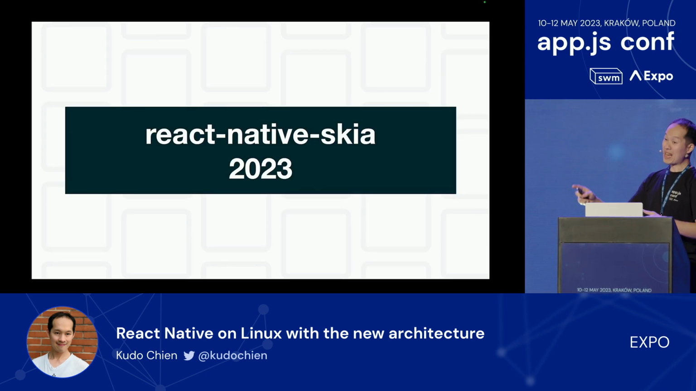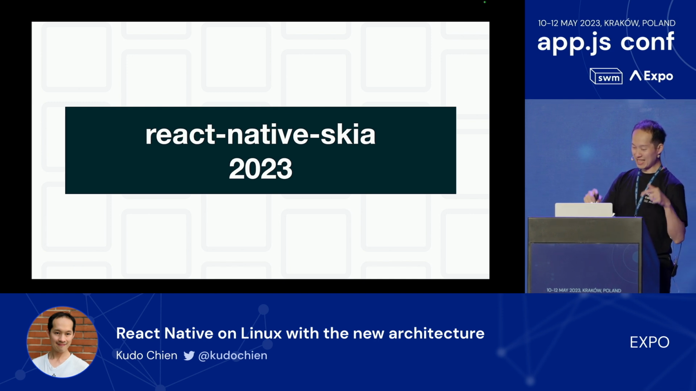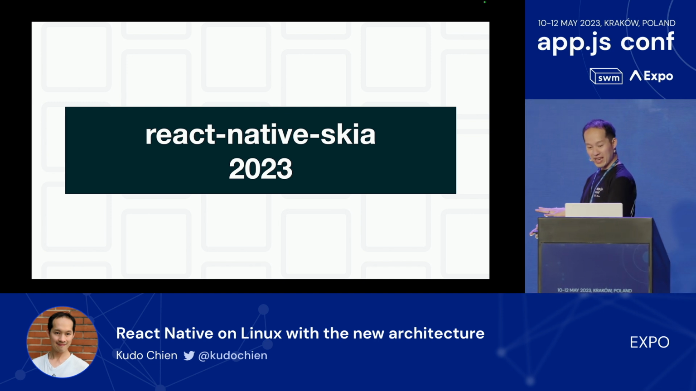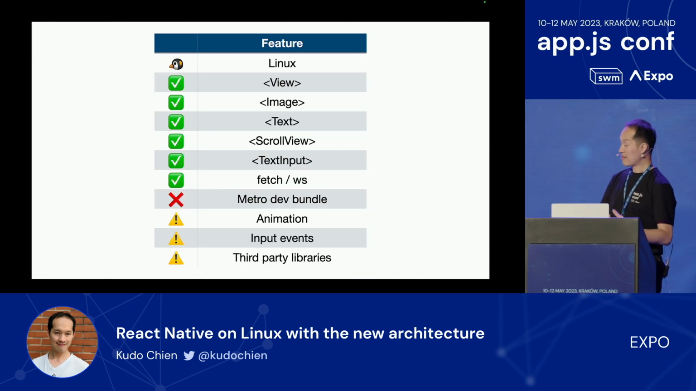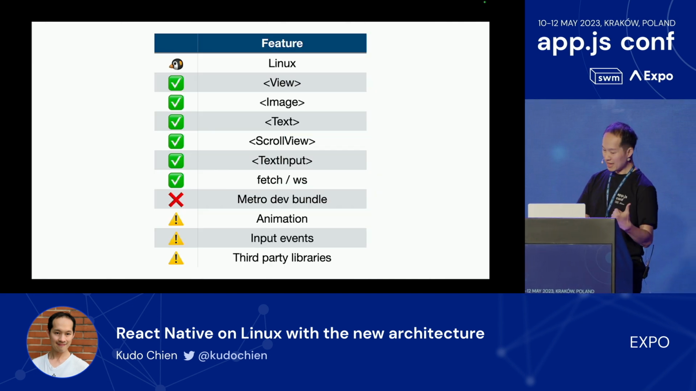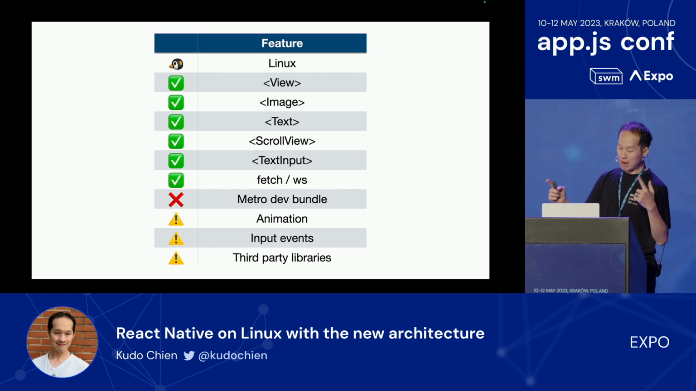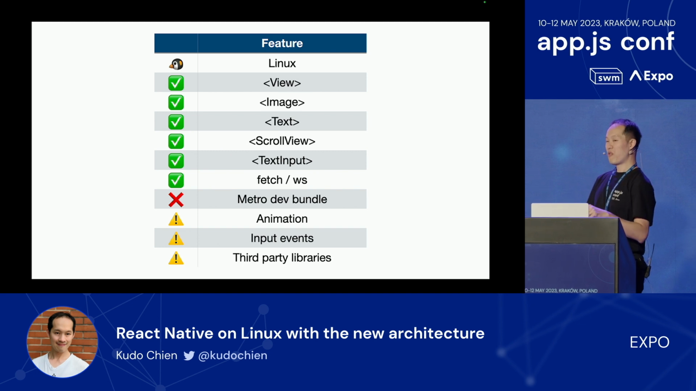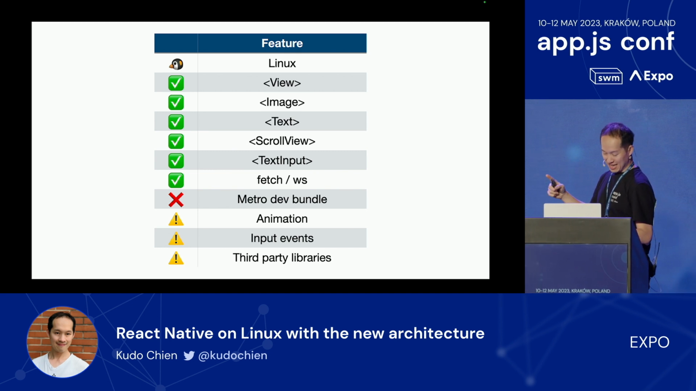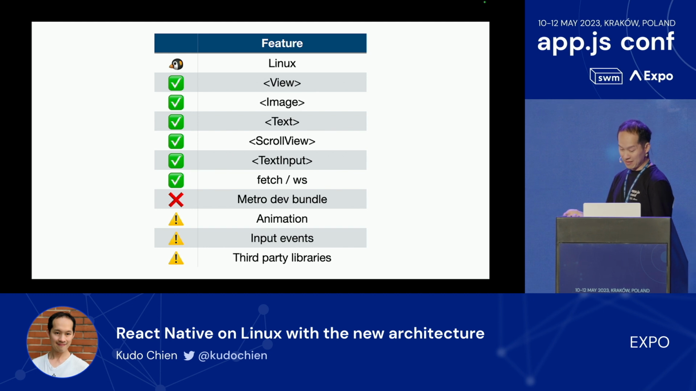Okay, but what's the project state this year? After 3 years, what has happened during these 3 years? We now support more features. We support Linux. We support more view properties, image properties, and especially ScrollView. ScrollView is really complex. You have to do it from scratch, handling touch events and drawing the scroll bar.